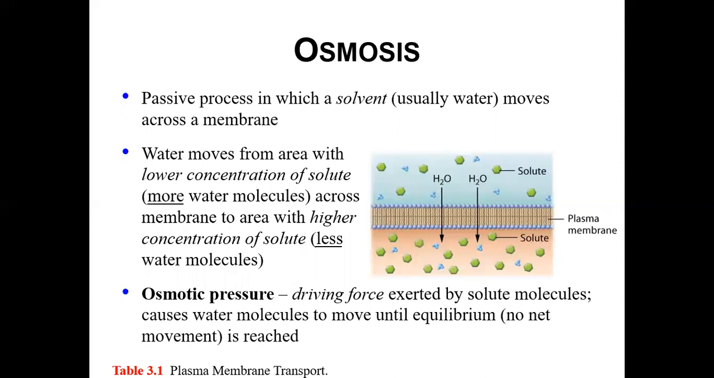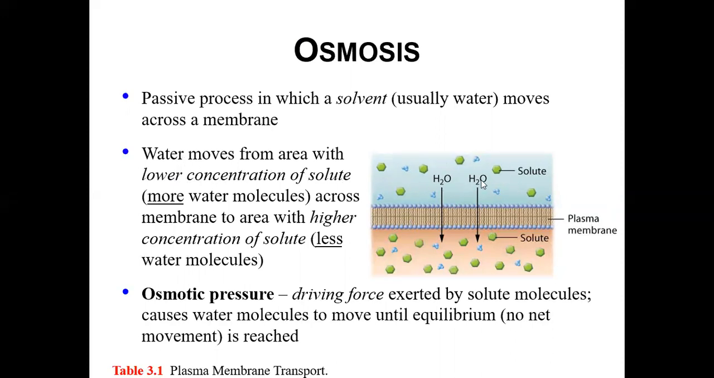Osmosis is also diffusion, but in this case, it's the diffusion of water. And so water also goes through the same type of movement. It's going to diffuse through a membrane, but notice that it goes toward the area where there is more dissolved solute. This is still a passive process. There's no energy needed, but notice here in the definition, water moves from an area with lower concentration of solute, which means essentially more water molecules, across the membrane to the area with higher concentration of solute.